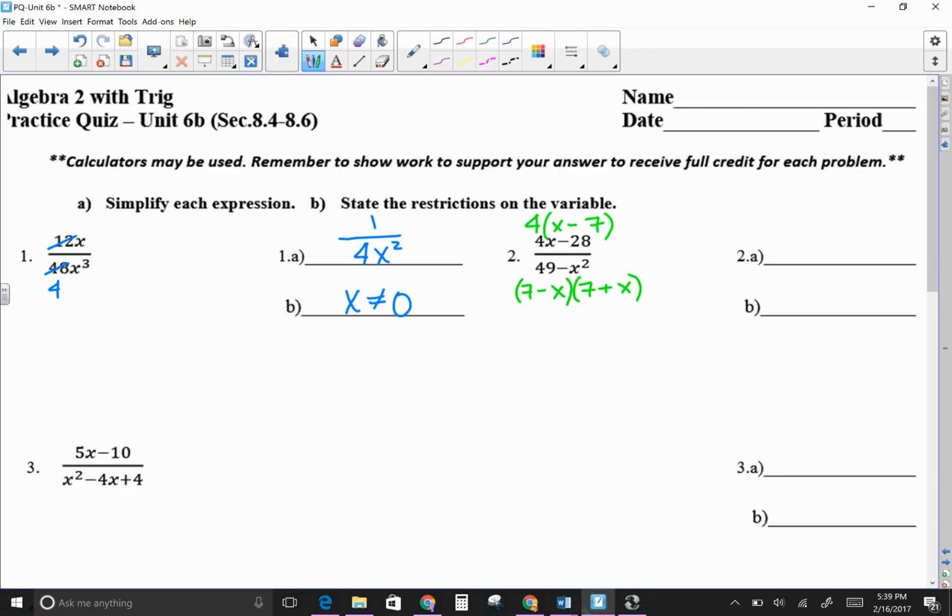which gives me x minus 7. These two we have talked about. You will see it on your quiz. Okay, they are opposites of each other. So if you want to simplify by canceling from the top and the bottom, you have to put a negative sign either in front or on top. So this is going to give me negative 4 over 7 plus x.